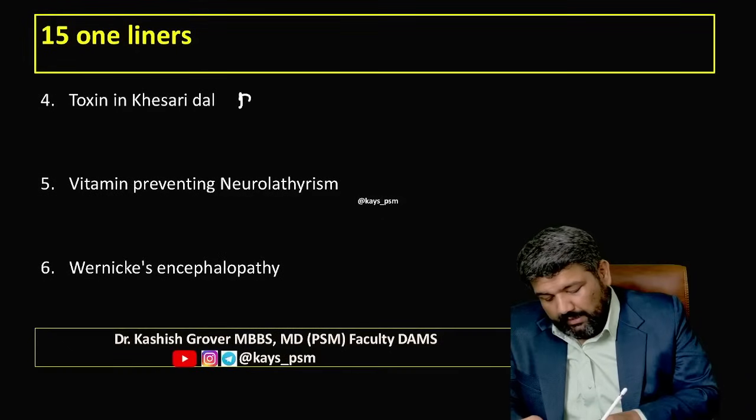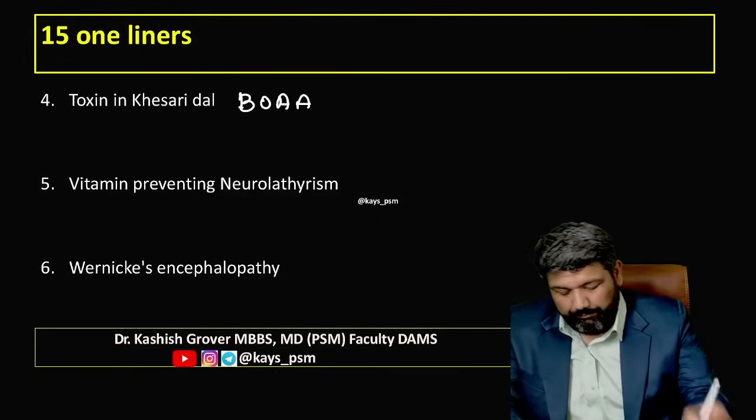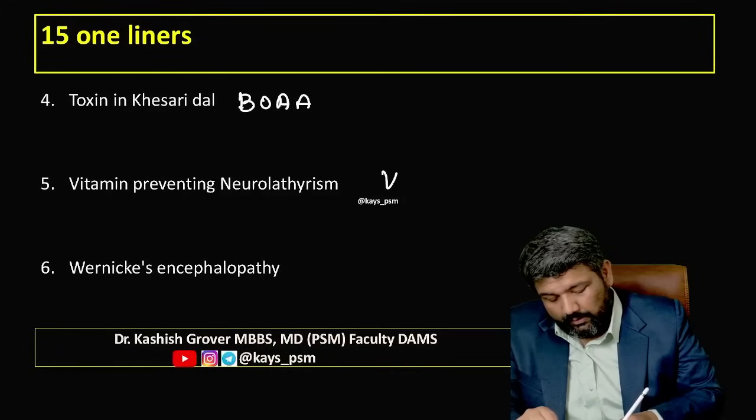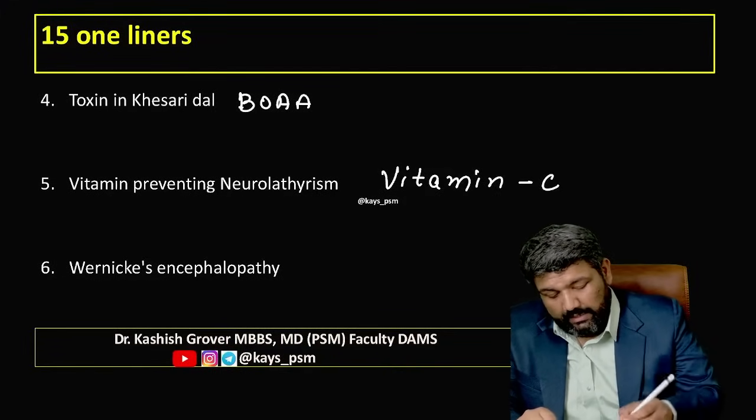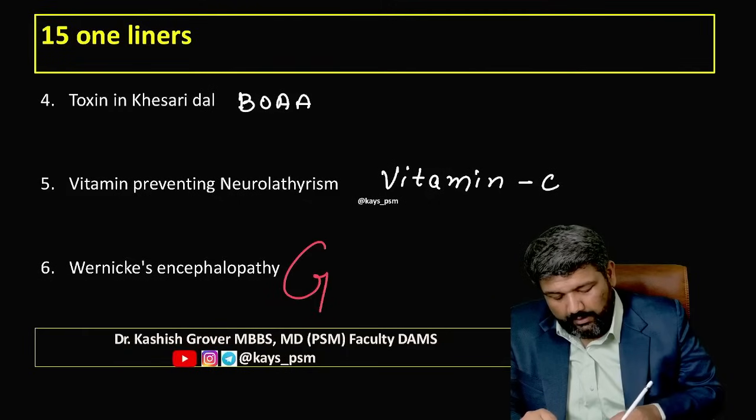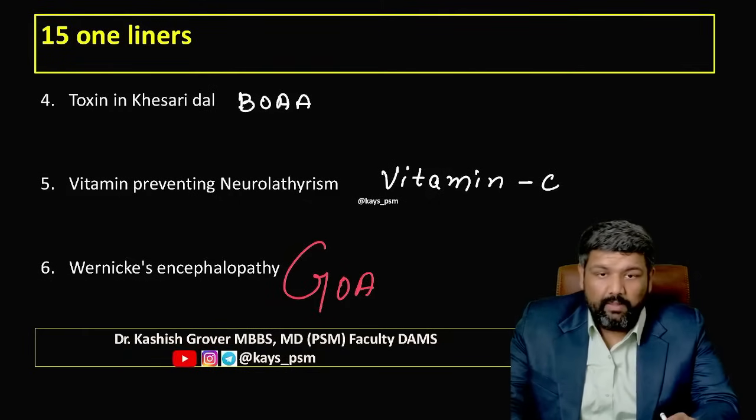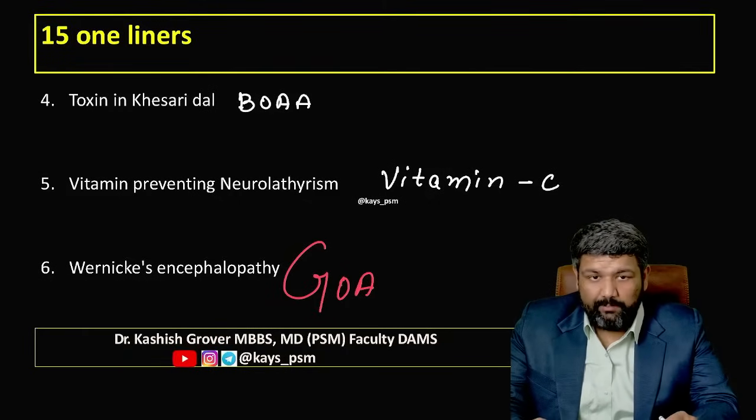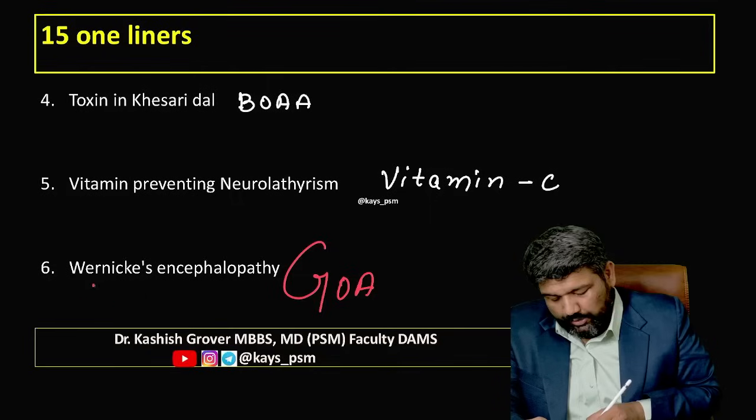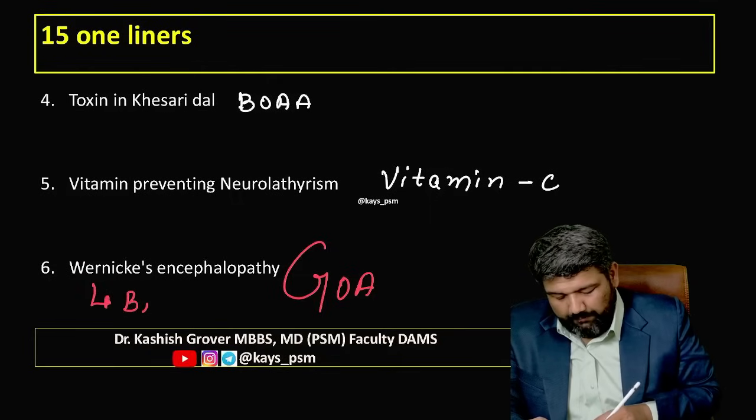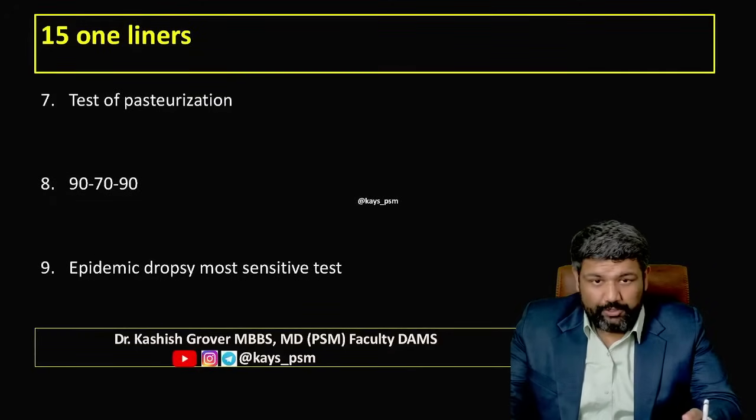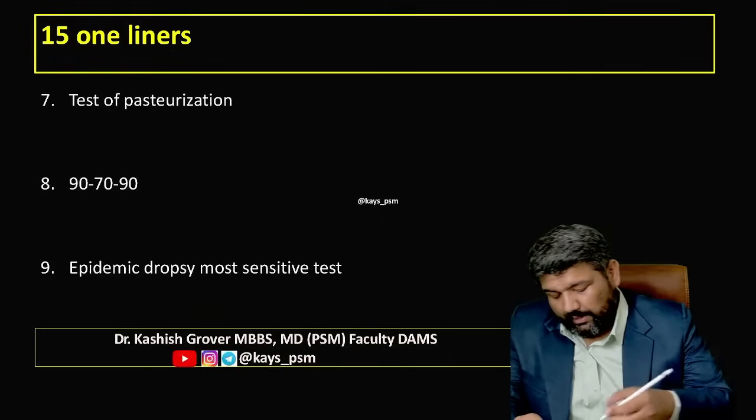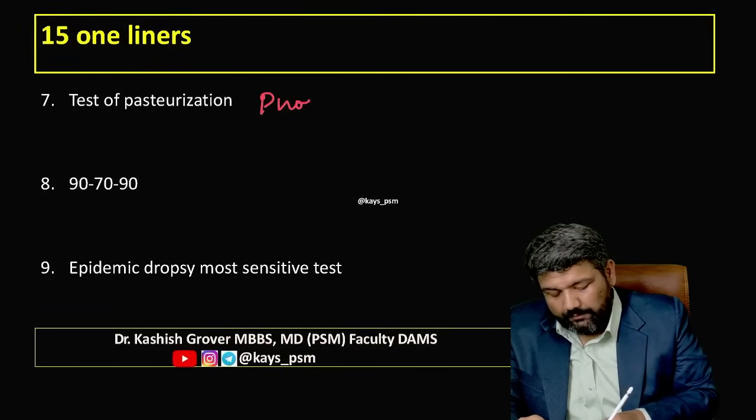Toxin in khesari dal, we have already discussed. BOA. Vitamin preventing neurolathyrism, it is vitamin C. Wernicke's encephalopathy, we have already discussed. GOA, the mnemonic is GOA. And which deficiency? B1 deficiency.